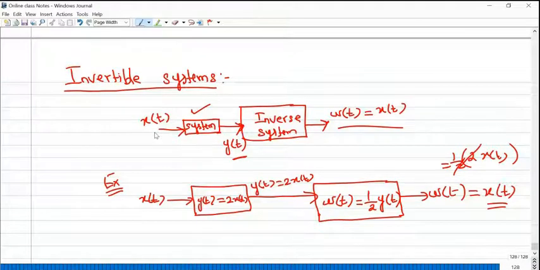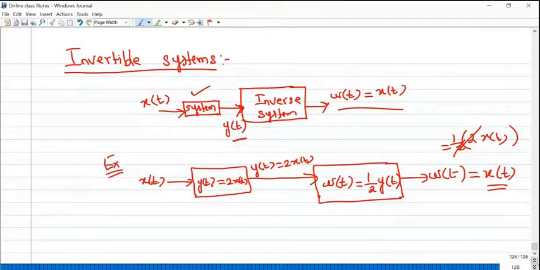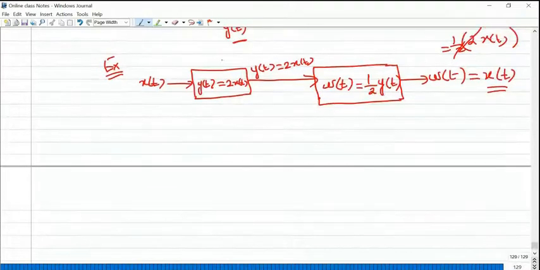Okay. So this is the definition for invertible system. I'll write here. For example, system output equal to 2 times of x of t. So I am designing one more system. That system output is equal to 1 by 2 of whatever input we are applying at this step. So in this particular step, the input to the system is y of t. Y of t is input to this system. W of t is the output of the system.